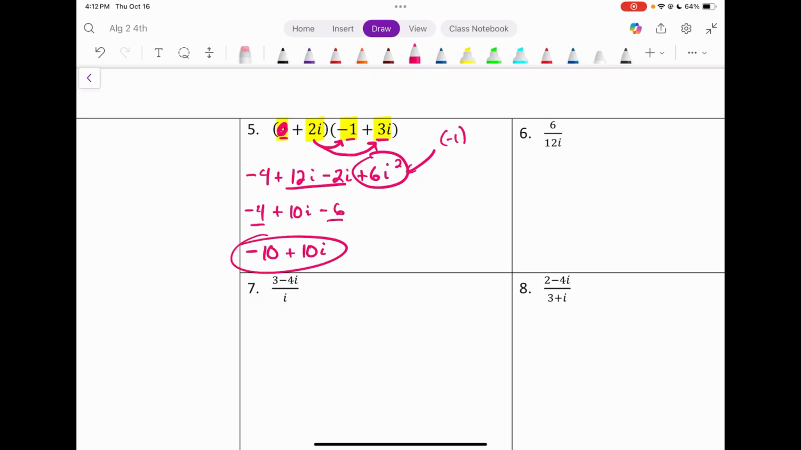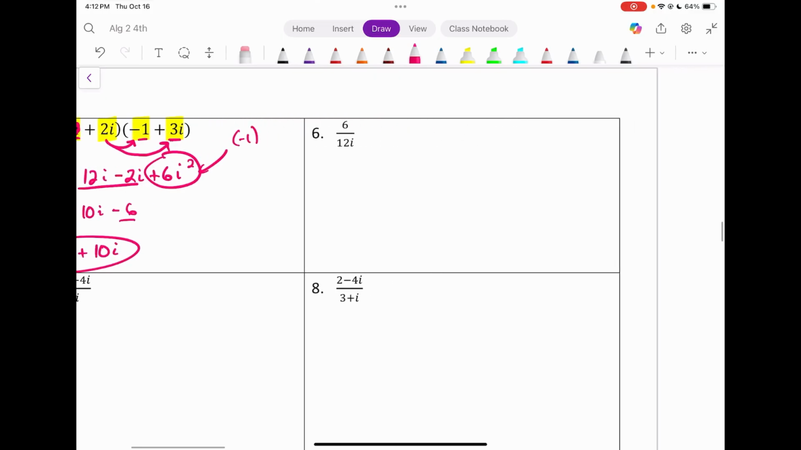That's your final answer. Now, number 6, I've already told you that anytime you have a radical on bottom, like 6 over the root 3, you multiply top and bottom by that radical.